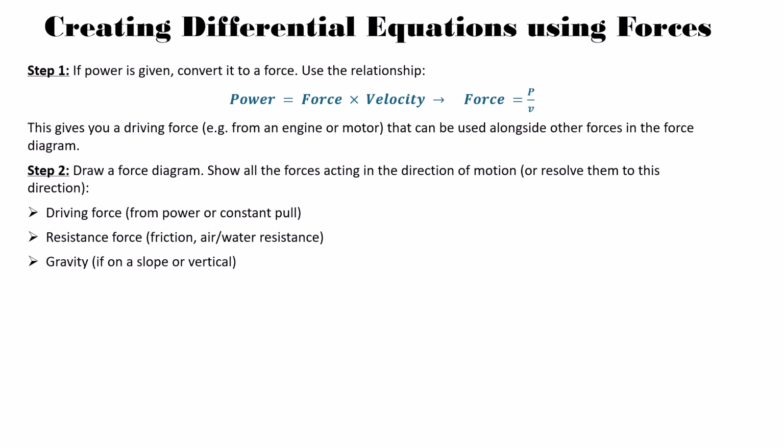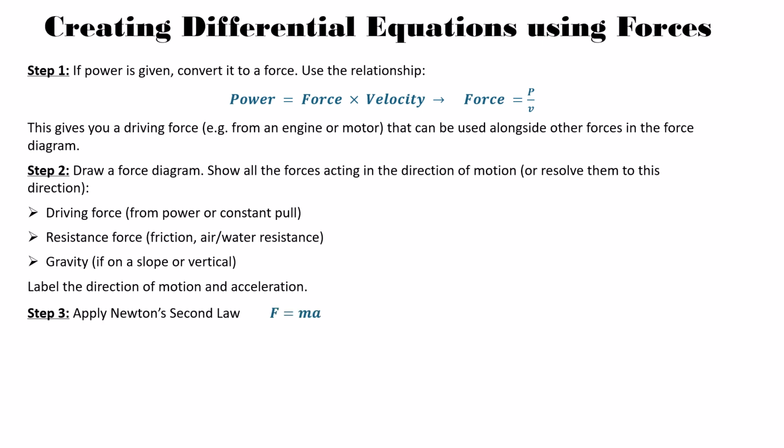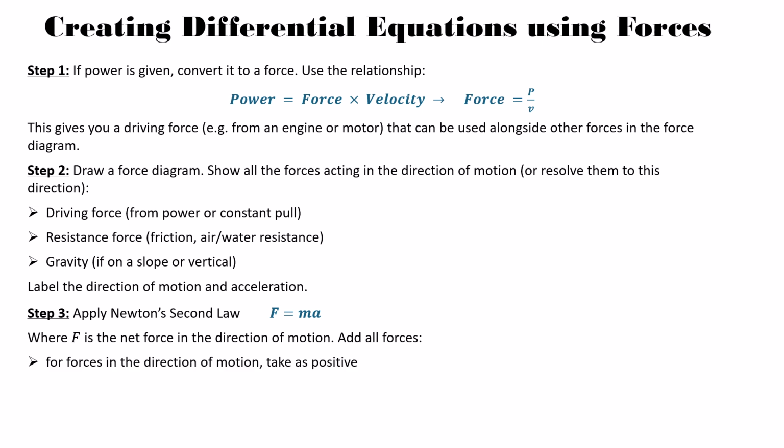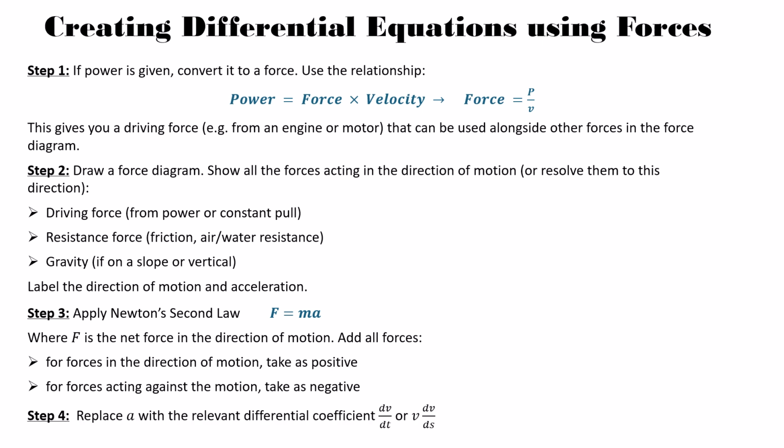We are focusing on driving force, a resistance force, and gravity. The difference here between a normal F equals ma question is we're going to have some kind of variable force. Make sure you label all of your forces and make sure you label the direction of motion or the direction of acceleration, just like we will with our normal force diagrams. Then we apply our F equals ma and make sure that any forces going with that motion or with acceleration are positive and against them are taken as negative.